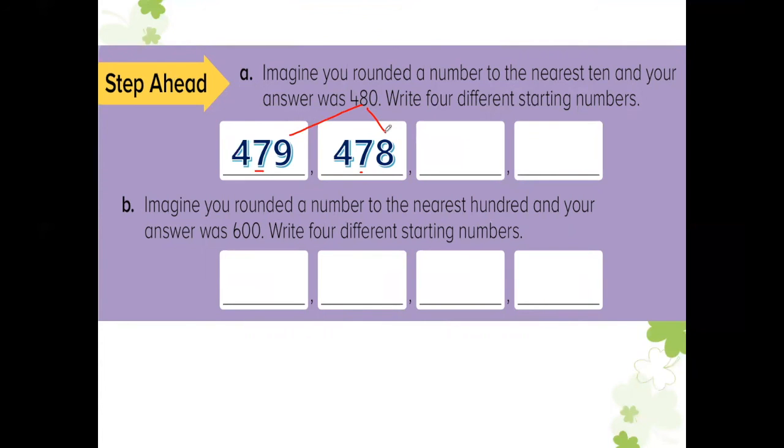For letter B, imagine you rounded a number to the nearest 100 and your answer was 600. Write 4 different starting numbers. For example, you have here 590, so you have 500. The number that's beside it is 9, so we're going to count it up, so it becomes 600. Next example, you have here 610, so we have 600. The number that's beside 6 is 1, so we're going to count it down, so it becomes 600.